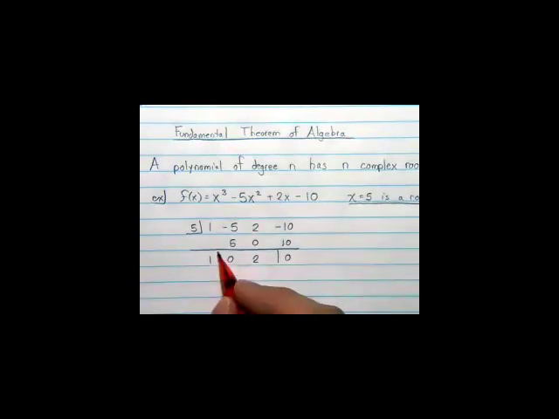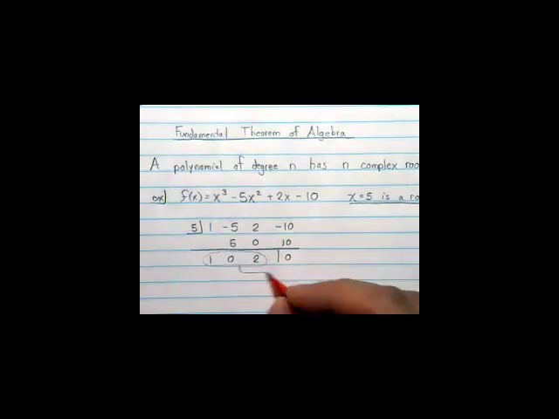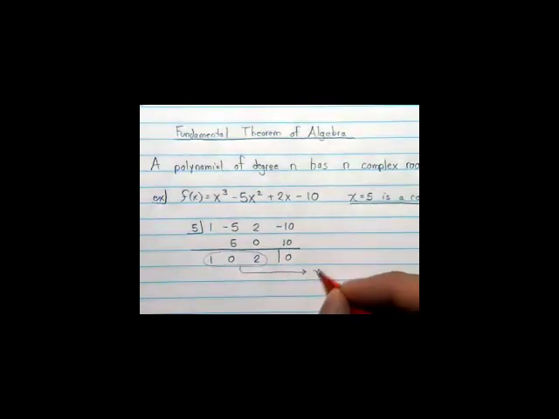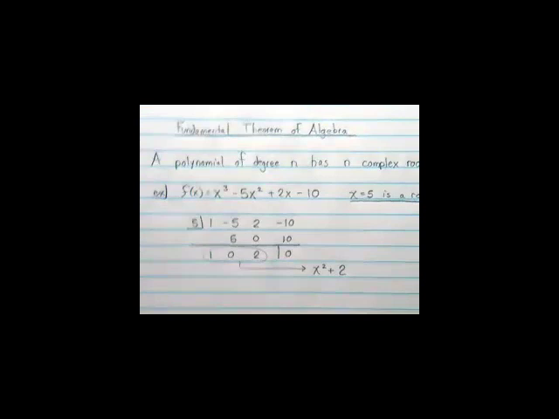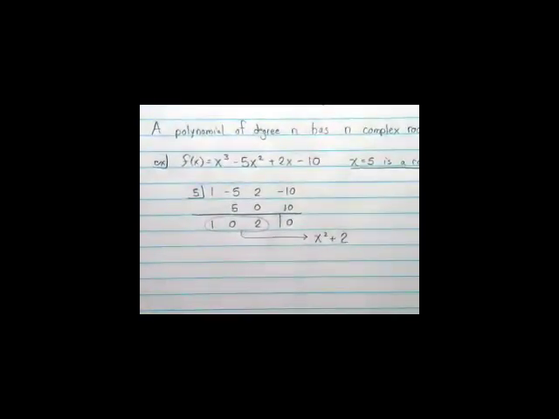So, this is what we've got left over to work with now. So that is x squared plus 2. And in that little polynomial are the 2 other roots that we want to find.